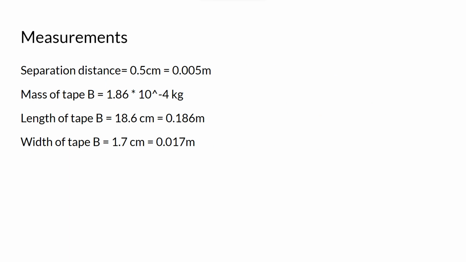Here are my experimental values. For the separation distance, I calculated that it was 0.005 meters. The mass of tape B was 1.86 times 10 to the negative 4 kilograms. The length of tape B was 18.6 centimeters, or 0.186 meters, and the width of tape B was 0.017 meters.